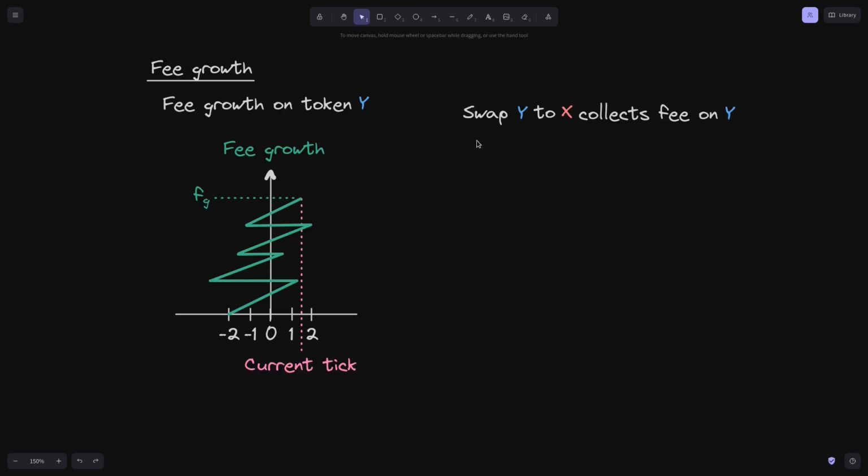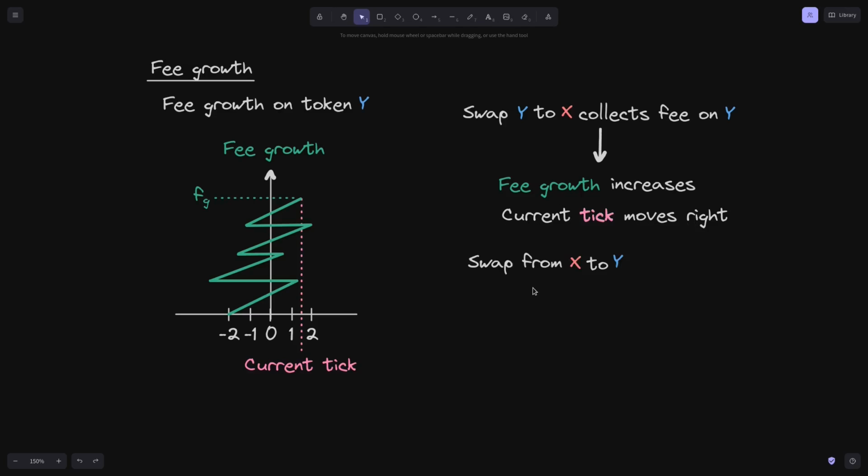Let's say that a swap of token Y to token X collects fee on token Y. For example, we see this example where the fee growth increases. So this would be over here, over here, over here, and over here. Fee growth only increases when we collect some fee, and we're only collecting fee for token Y. So this is why we only see the fee growth increasing when we do a swap from token Y to token X. So I'm going to explain again. As we do a swap from token Y to token X, it collects fee on token Y. So fee growth will increase, and also the current tick will move to the right.